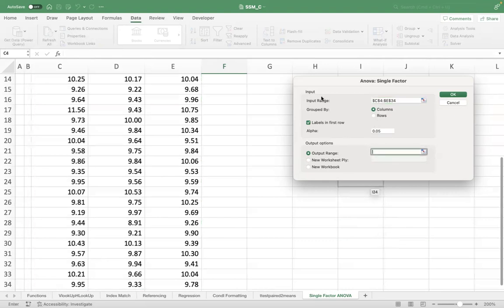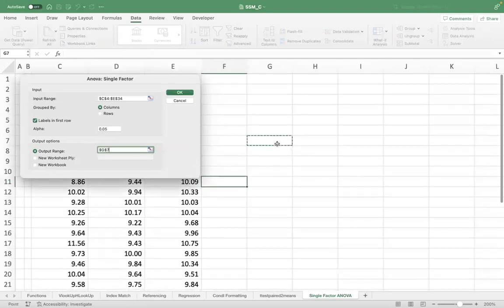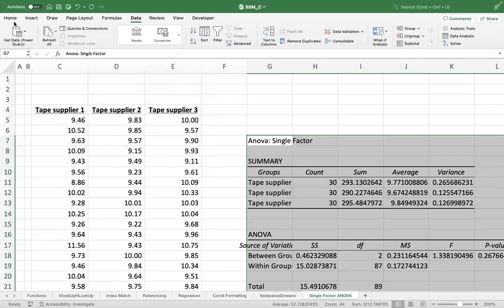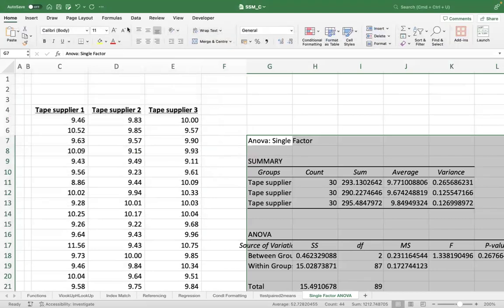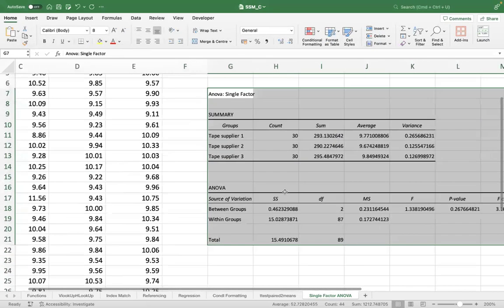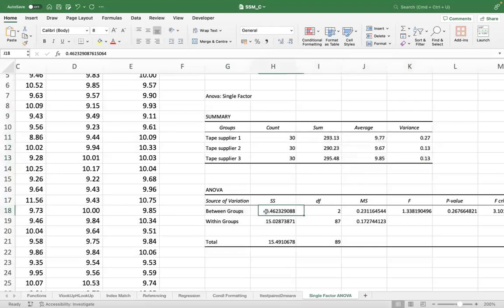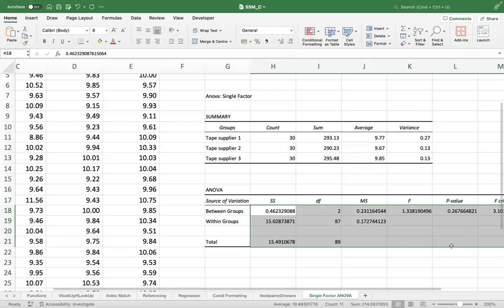The output range we don't need in a new worksheet. We can probably do it here itself. So I'll put it in this cell and press OK. Now, the moment you do that, the single factor ANOVA table is right in front of you. And some of these measures are pretty simple to validate. So let's do that also.